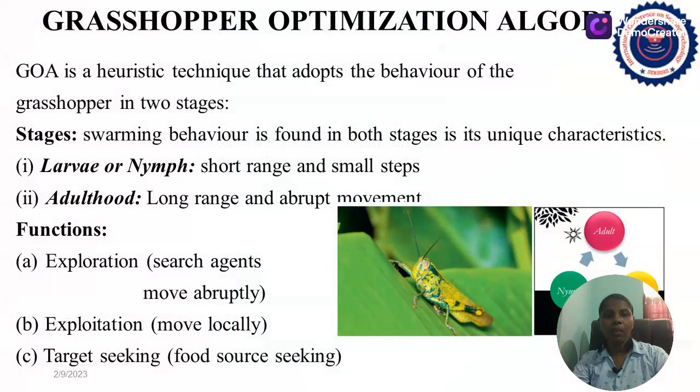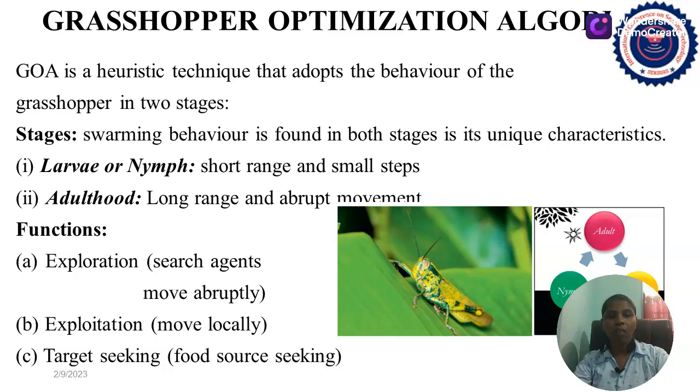And then our proposed algorithm, that is the grasshopper optimization algorithm. Mainly the behavior of the grasshopper is the main thing in this algorithm. There are two stages, larva stage and adulthood stage, in their swarming behavior. The functions are exploration, exploitation, then target seeking. Exploration searches the agents abruptly, the exploitation phase is more local, then the target seeking phase is food source seeking.